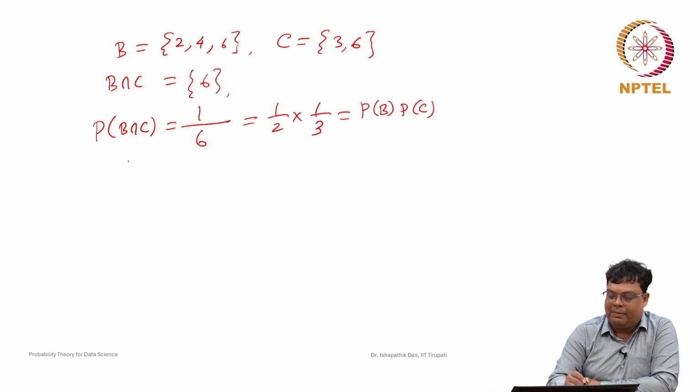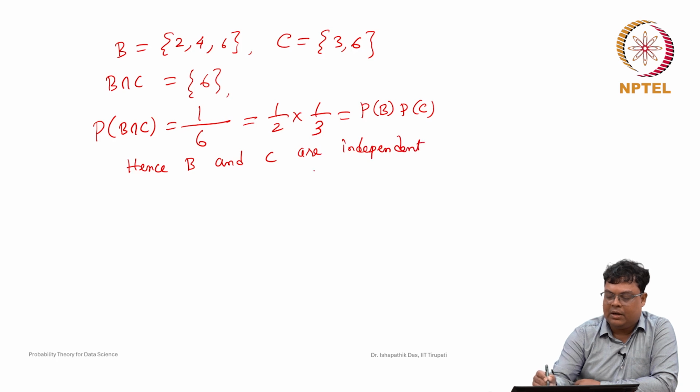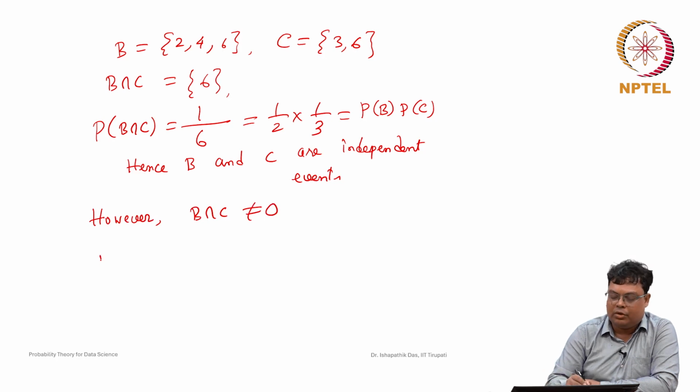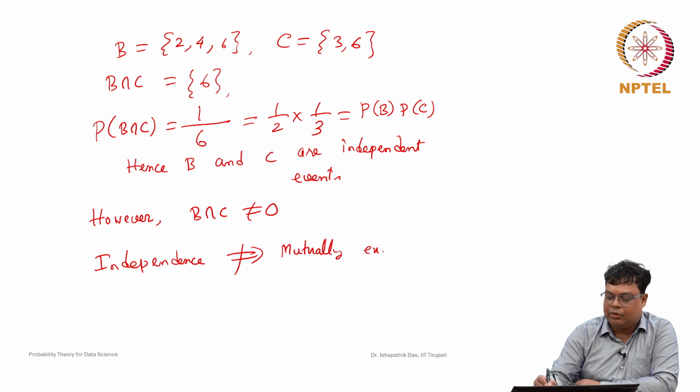Hence, by definition, B and C are independent events. However, B intersection C is not equal to phi, so they are not mutually exclusive. Hence, independence does not imply mutually exclusive in general.